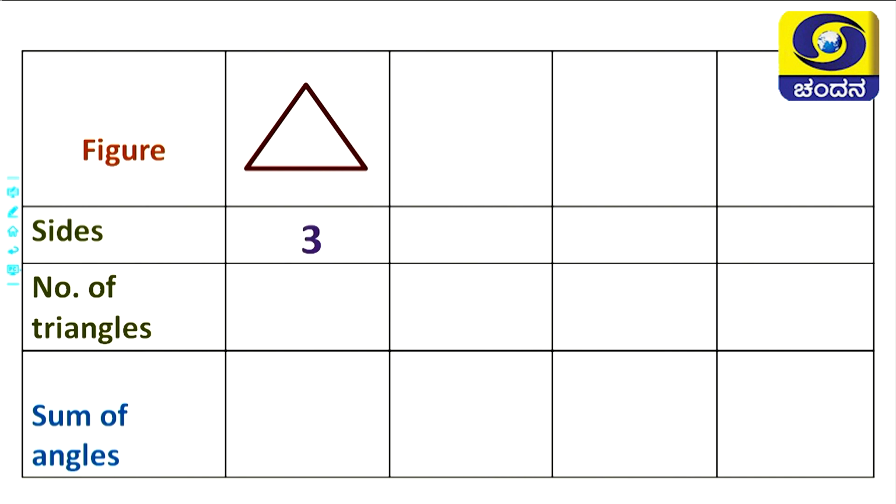I have drawn one figure there. What is it? This figure has 3 sides. What do you call a polygon having 3 sides? A polygon having 3 sides is called a triangle. How many triangles are there in the above figure? There is only one triangle. What is the sum of all angles of a triangle? The sum of all angles is equal to 1 into 180, because there is only one triangle. Is it right?